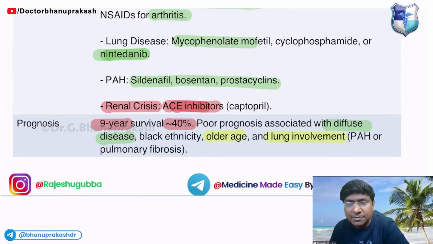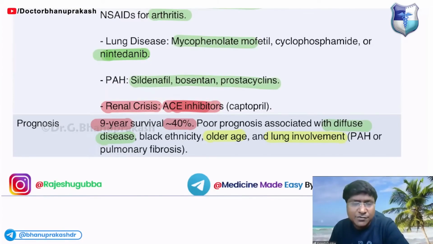Right? And in diffuse scleroderma, anti-topoisomerase. Limited scleroderma, anti-centromere antibody. Pulmonary function test will show restrictive lung disease, where FEV1 by FVC will be more than or equal to 70%. Cause of death, pulmonary hypertension. Treatment: you need to give proton pump inhibitors for GERD. Lung involvement, you need to give mycophenolate mofetil. Right? And pulmonary arterial hypertension, you need to give sildenafil as well as bosentan. Renal crisis, you need to give ACE inhibitors.